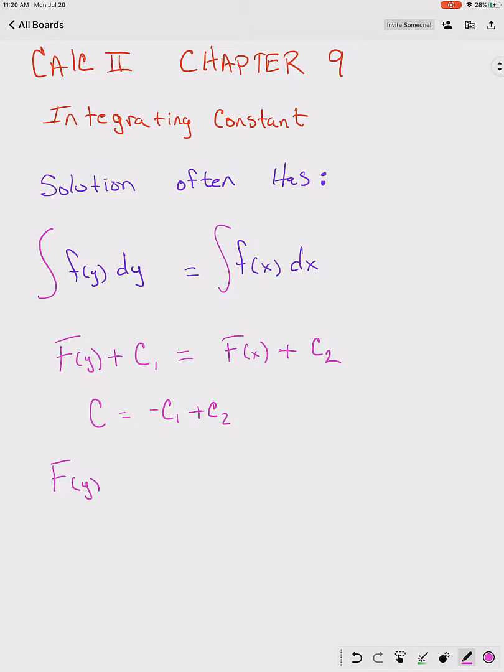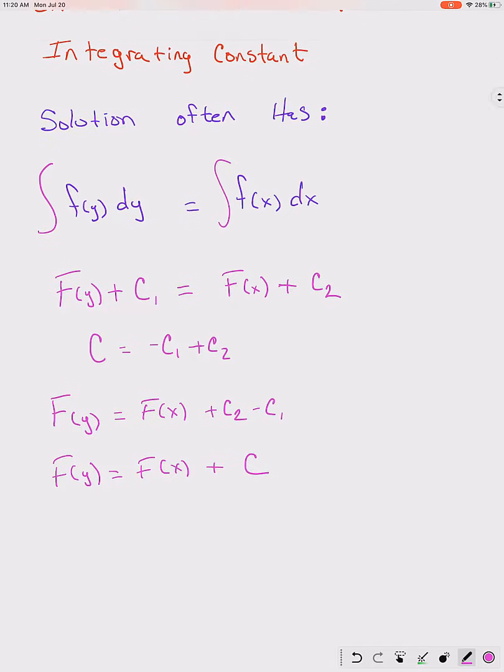So what we're going to do then in effect is write the function of y, this capital F, the antiderivative, is equal to the function of x with the C2 on the right hand side minus the C1. And instead of writing this out, what we tend to do is just substitute this capital C in place. So we write it as F of y is equal to F of x plus this capital C.